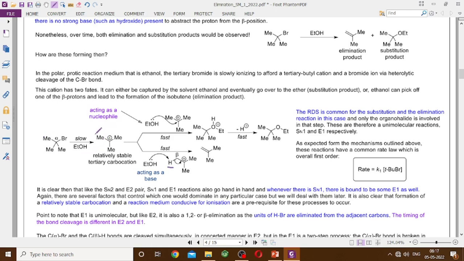That ionization is encouraged by the polar and protic solvent ethanol, and this is therefore a unimolecular reaction. কারণ rate determining step এ একটাই molecule আছে, therefore আমরা এটাকে unimolecular বলবো, and the rate of the reaction is expressed by rate constant multiplied by concentration of the organobromide. Therefore, it is first order only with respect to the tertiary butyl bromide.